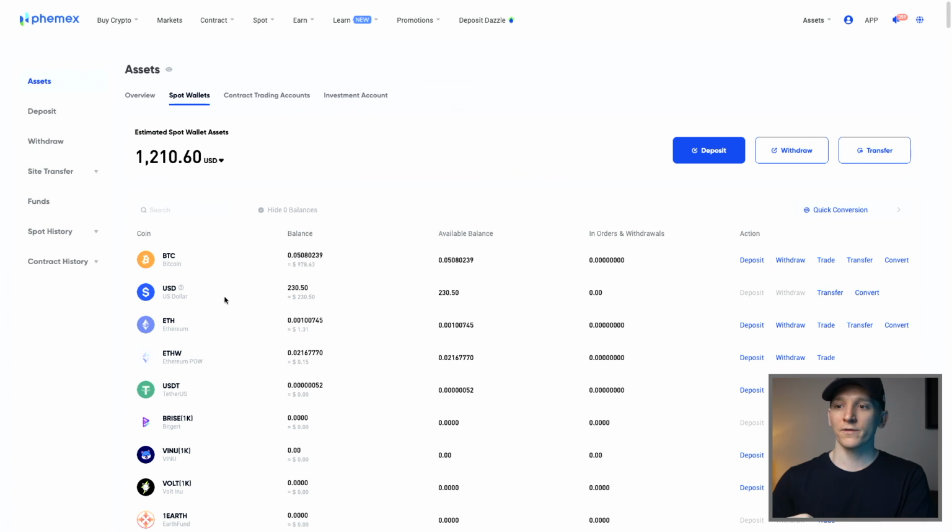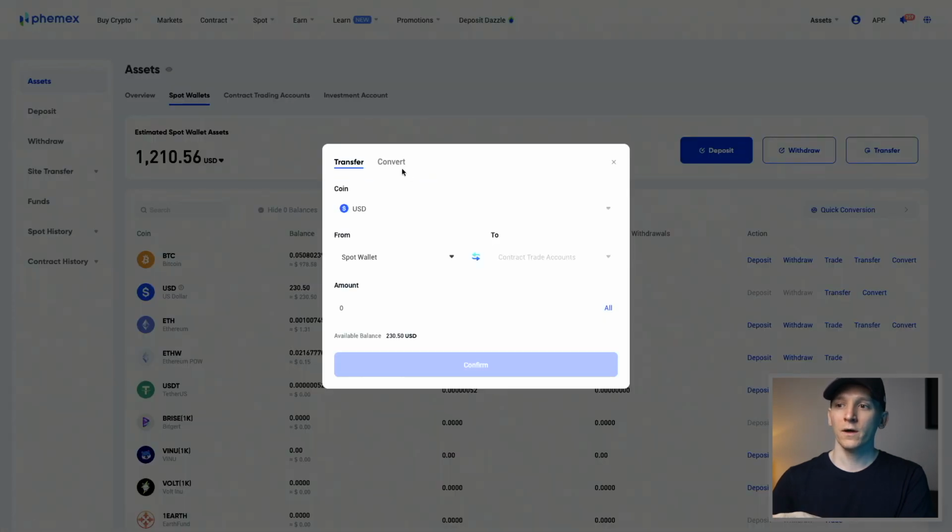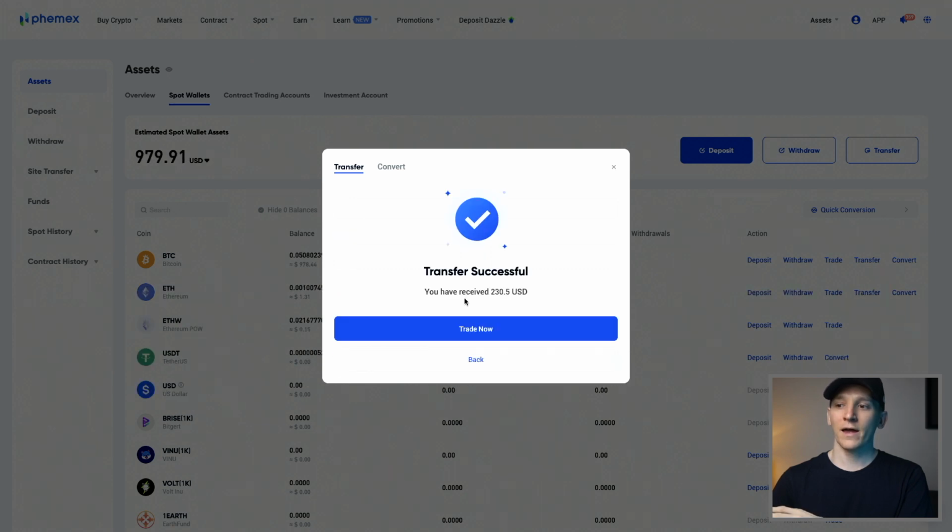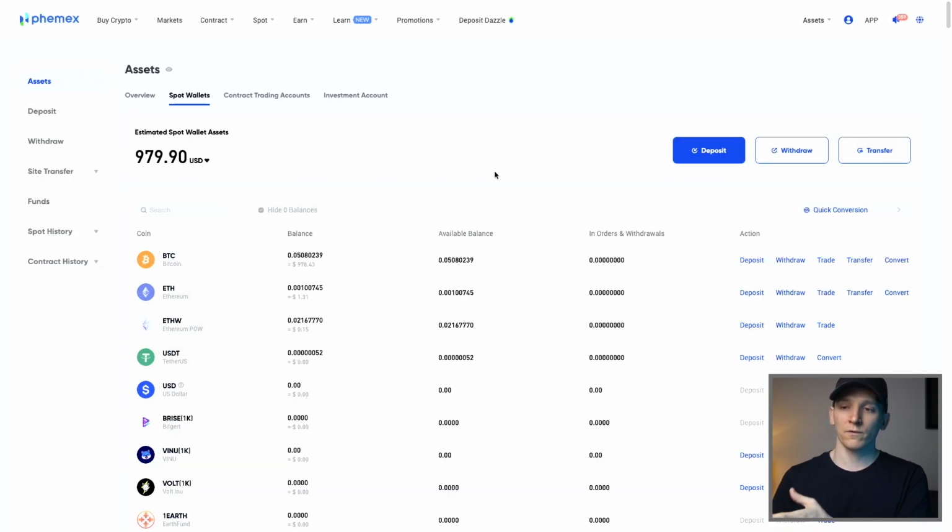What you'll need to do then, once you have some USD in your account, as you can see here, is transfer that out from your spot wallet. So go to transfer and then go over to from spot. You want to go over to the contract trade account. That's what you want to put it into, and then you can place any amount in there that you want. So I'm just going to confirm that. That's completely free. It goes right into your contract trading account, and you can see trade now, or you can just go back to your spot wallet page.